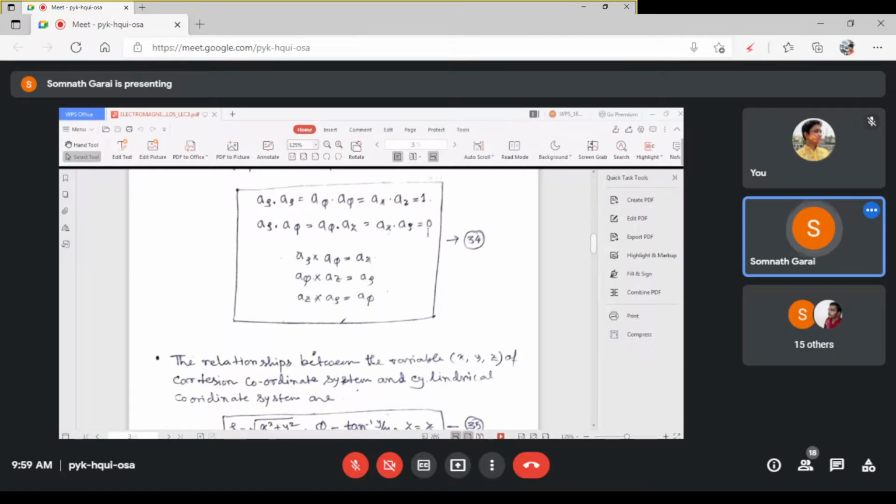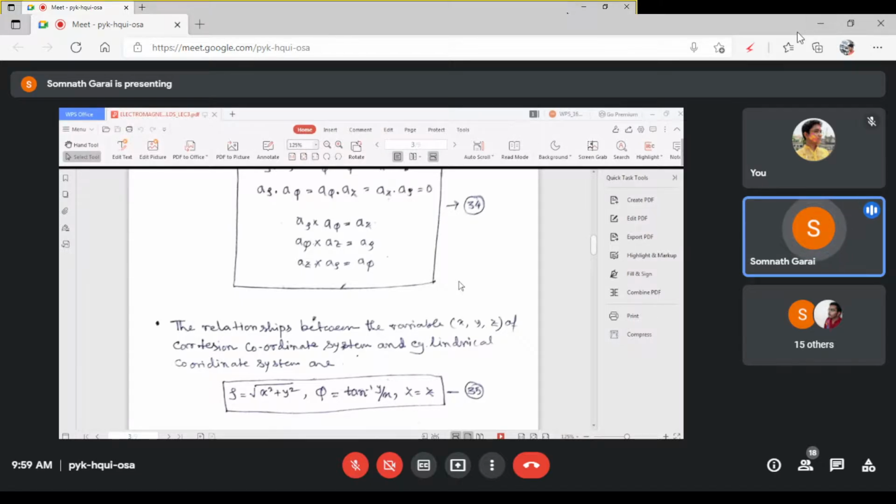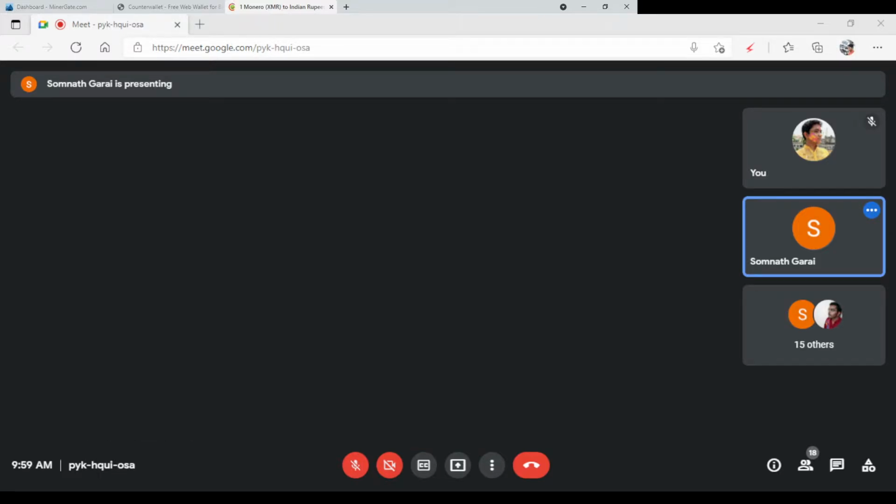Right? This is the dot product relation of the unit vectors of the cylindrical coordinate. Okay. And now we come to the cross product. The cross product of the unit vectors of the cylindrical coordinate specifies that the cross product of two directions is equal to the third direction of unit vector. So a rho cross a phi is equal to az, right?